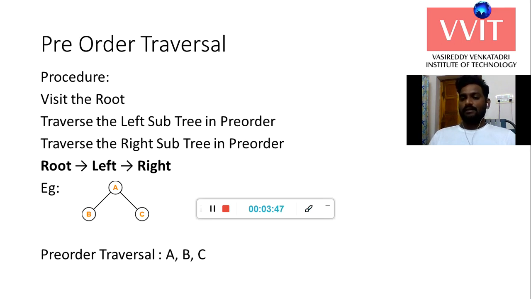Once the root visiting is completed, traverse the left subtree of the root node. What is the left subtree of the root node? Here it is B. The left subtree consists of only one node, B. Then B is visited. Once the root and the left subtree are completed, finally we visit the right subtree of the root node. Here the right subtree is C, consisting of only one node, C. In the pre-order traversal technique, the elements are A, B, and C. This is called pre-order traversal.